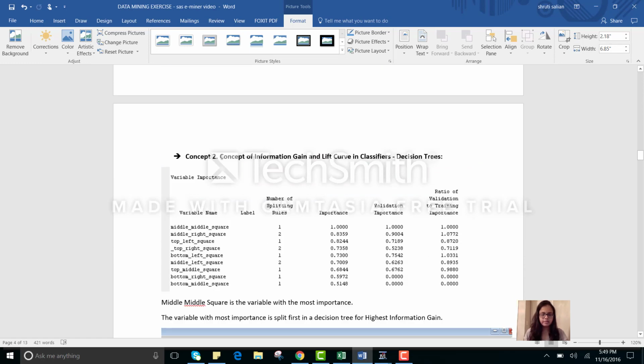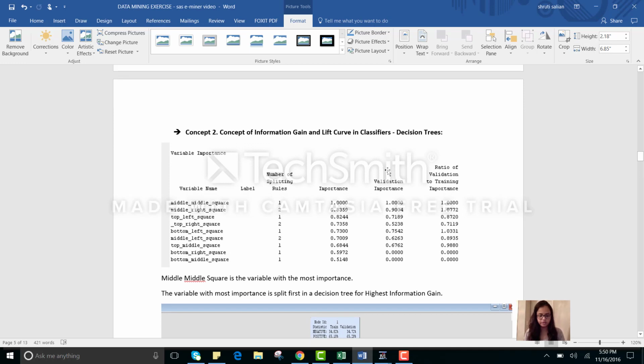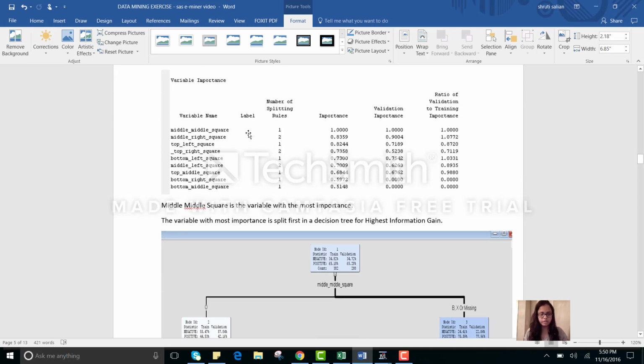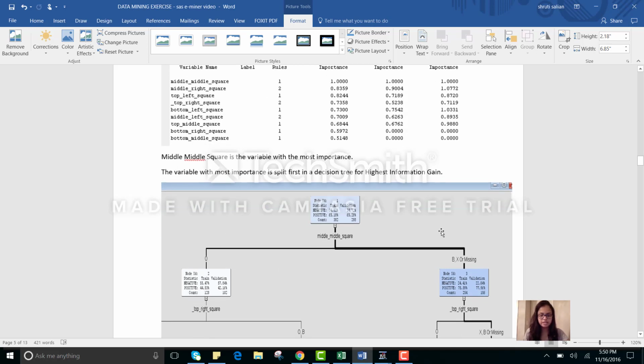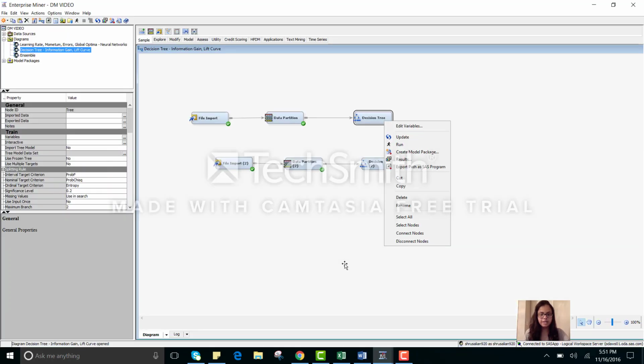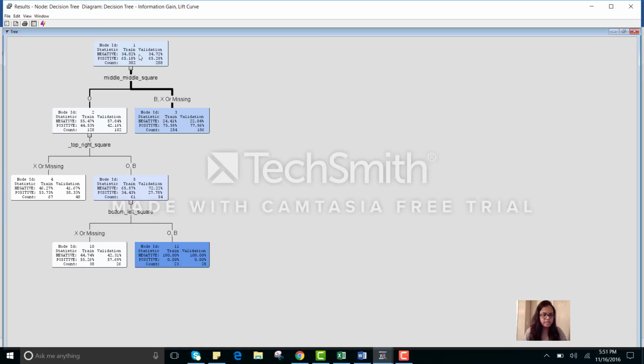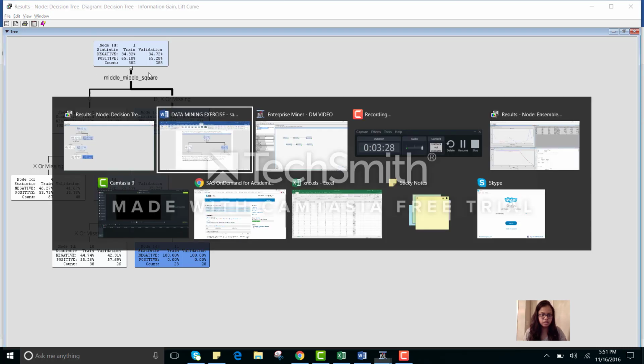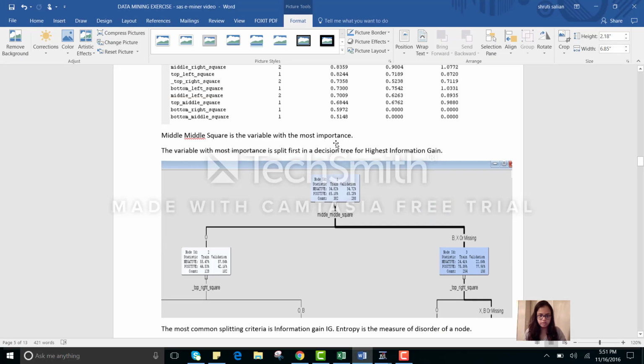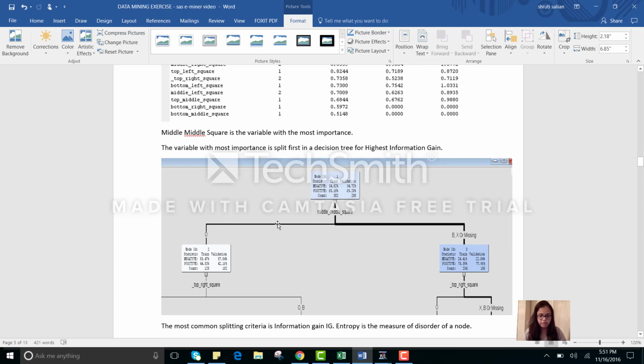The second concept is information gain and lift curve in classifiers, and I've picked decision tree for it. Here we can see that the important variable is middle mean square. And since it is the most important variable, the splitting for the decision tree has been done on the same. So let me run the output of the decision tree and then we'll see the results. This is the output. As we can see, middle mean square, which was the variable with the highest importance, was split first, and this gives the highest information gain.